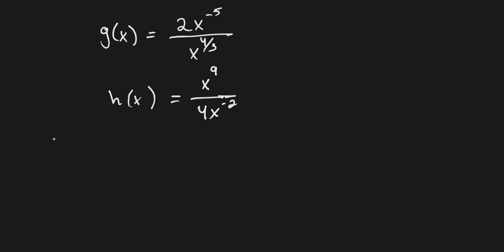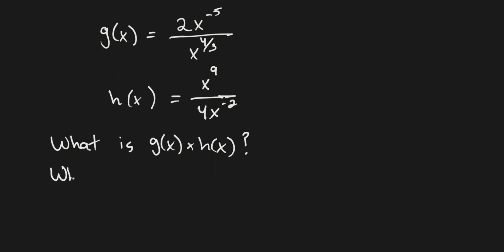So the question is, what is g of x times h of x? Right? That's the first question. And then the second question is, what is g of x divided by h of x? So how would we do this? Well, let me just set it up and then we can perform simplifications. What I would do actually is I would first rewrite this and simplify this, and then rewrite this and simplify this. And then I would do the multiplication and the division. So actually, let me do it that way.